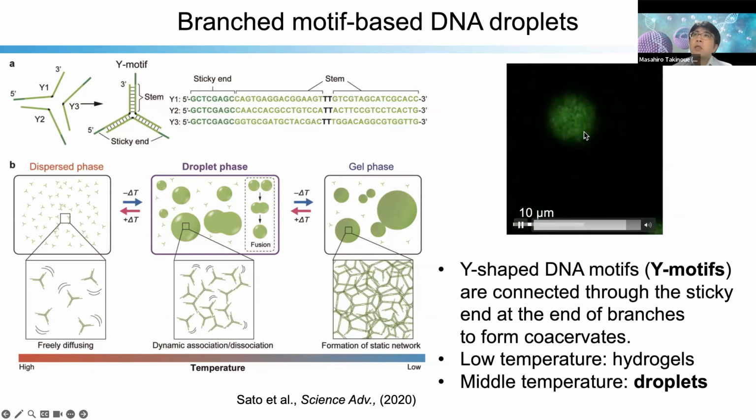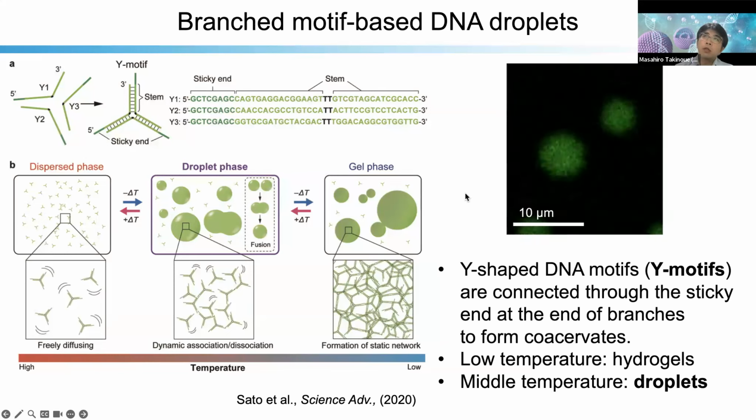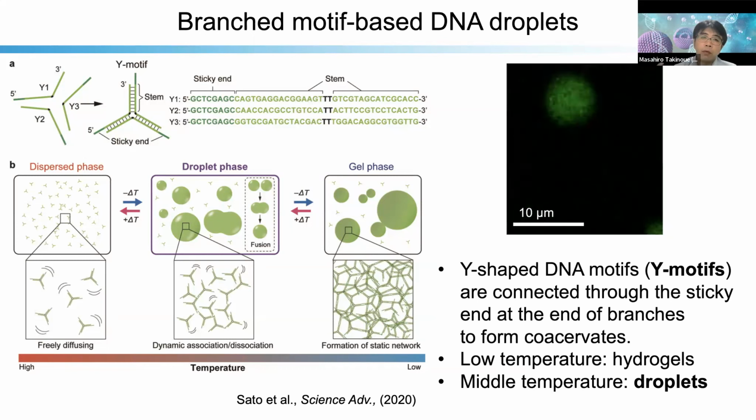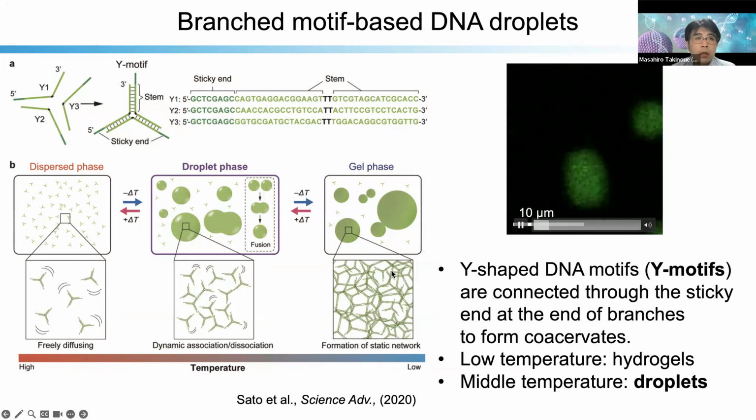As you see, in the state of the DNA droplet, they can fuse with each other like this. This is stained with fluorescent molecules. So this is a DNA-based droplet like this. This is very fluidic, and if they collide, they can fuse with each other like this. It's very fluidic.